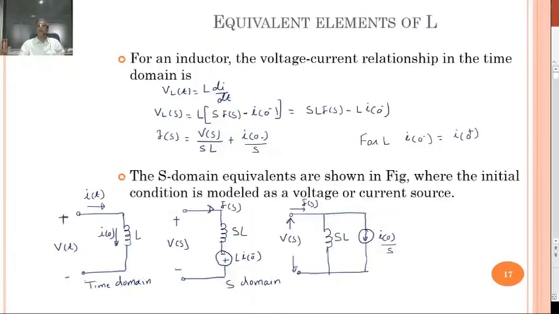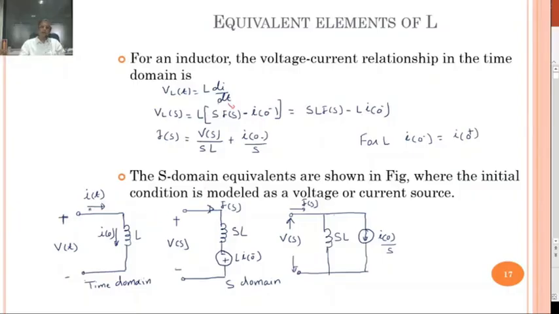Then the second one is the inductor. Now inductor and capacitor store energy, and we know that the energy stored in the inductor is half L i square, and in the capacitor half C v square. The inductor voltage and current relationship is not linear, and that relation is vL equals L di by dt. This is the differentiation in time domain. Now we have to convert this time domain into S domain by taking the Laplace transform, and when we take the Laplace transform, the transform of the differentiation is this one, means we will write this is s L I(s) minus L I(0 minus).